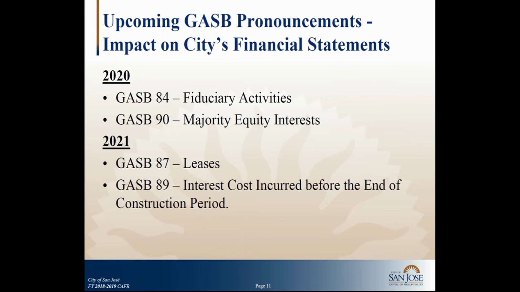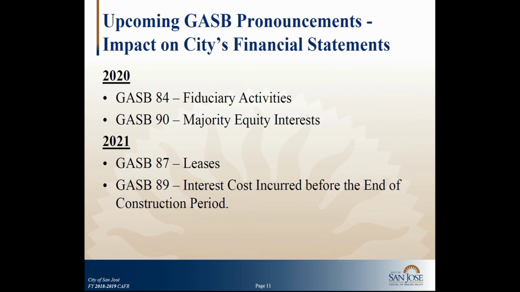More importantly, in fiscal year 2021, we're going to see a new GASB which is going to have a huge impact on the city, and this is GASB 87 on leases. This new GASB pronouncement will require us to work very closely with all the departments in the city. We'll have to collaborate with the departments throughout the city to collect and compile data on all leases and report on our fiscal year 2021 CAFR.